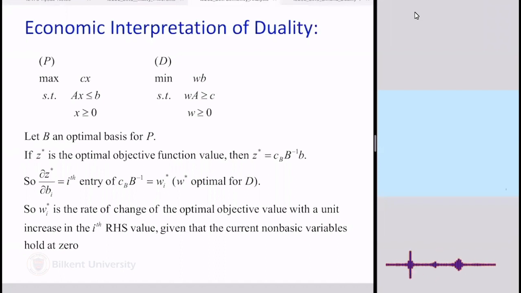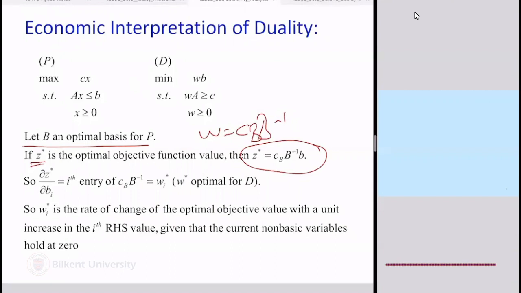Now, let's focus on the primal's perspective. Okay. Let us get the optimal basis from the primal. We know that the dual will be CBB inverse, right? We have seen this. Okay. Now, for the basis being B, my optimal objective function value is CBB inverse B, right? That's what's written on the simplex table when we continue our iterations.